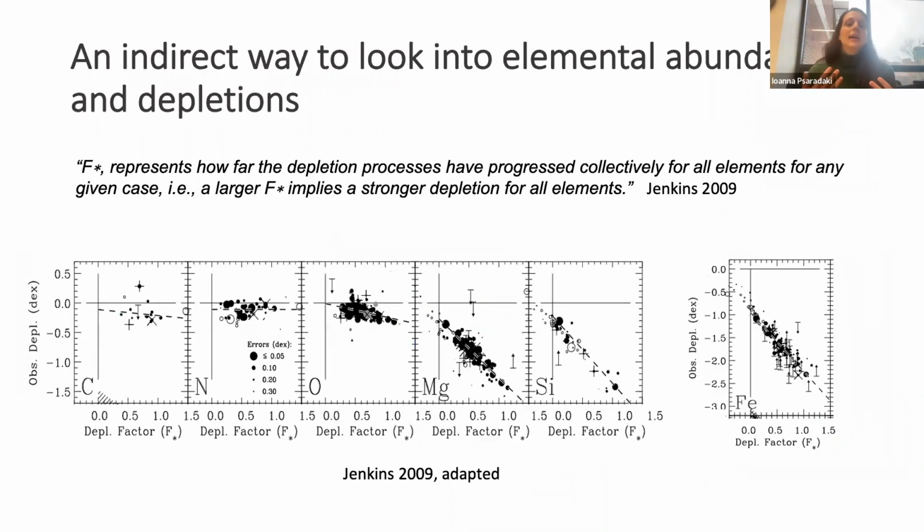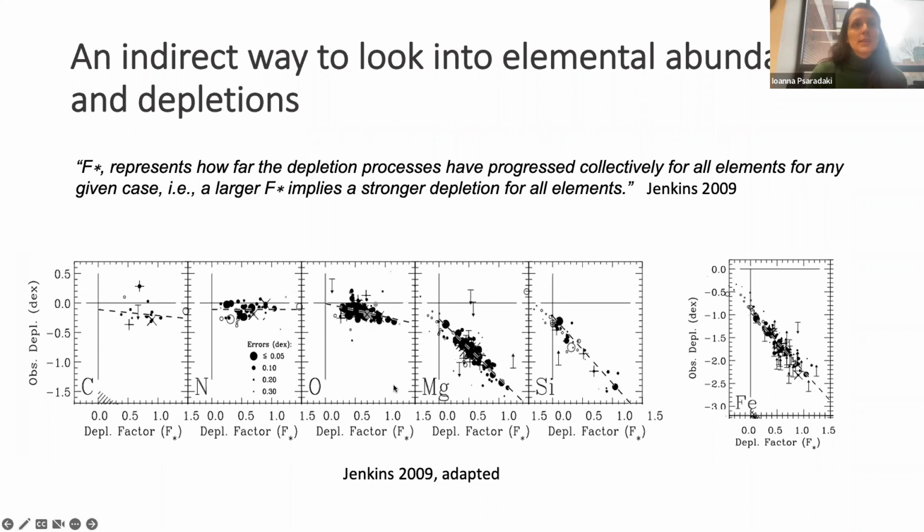Now, one of the clues that we have of what type of dust we expect to see in the ISM comes when we study the elemental depletions. And by that, I mean how much of an element is not found anymore in the gas phase. So it should be in another form, probably dust.